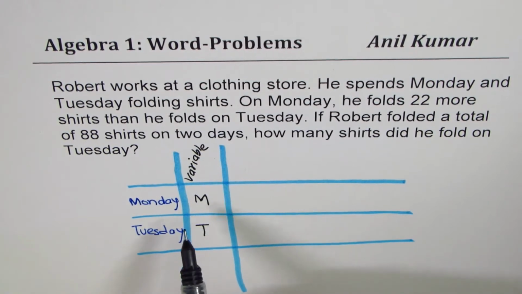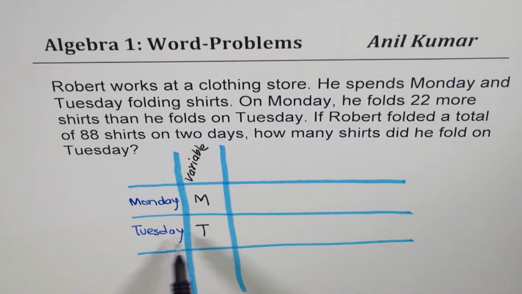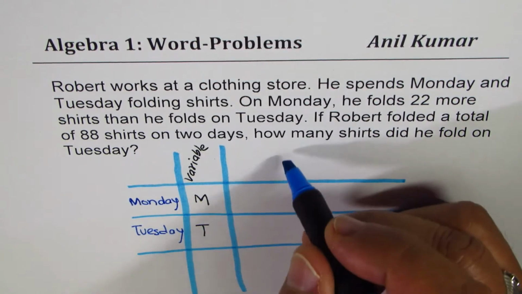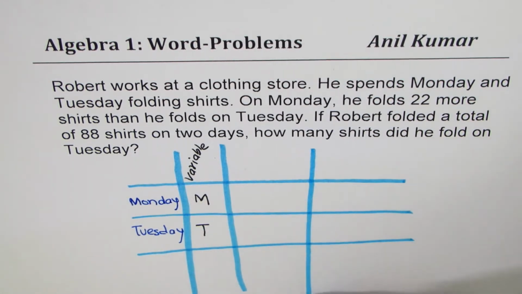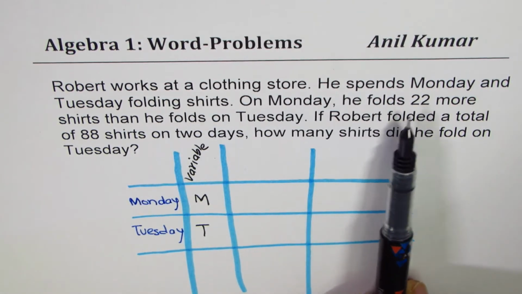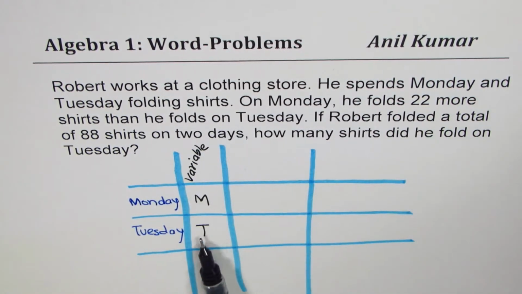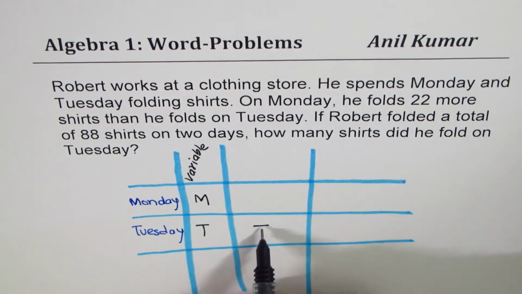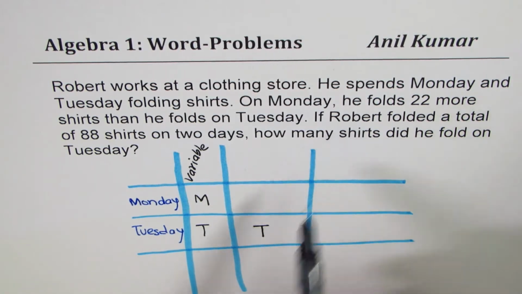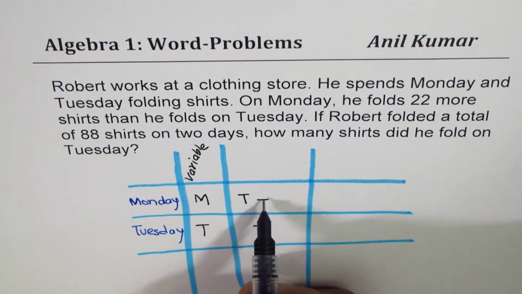That really means that Robert folded M shirts on Monday and T shirts on Tuesday, right? Now we'll work further with M and T. So let me just make another column here. Let's read it once again. On Monday, he folds 22 more shirts than he folds on Tuesday. So if T is the number of shirts on Tuesday, how many on Monday? If T is the number of shirts on Tuesday, on Monday he folds 22 more shirts. That means T plus 22. Is it okay? T plus 22.